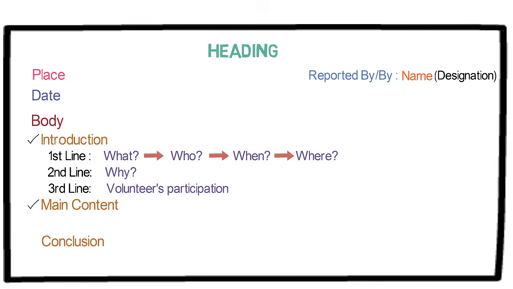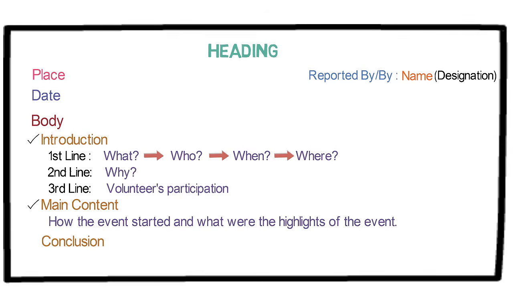Now, coming to the second paragraph, that is of main content. Here, you have to write how the event started and what were the highlights of the event. And third one is conclusion. Here, you have to summarize the end of the event with a positive note.